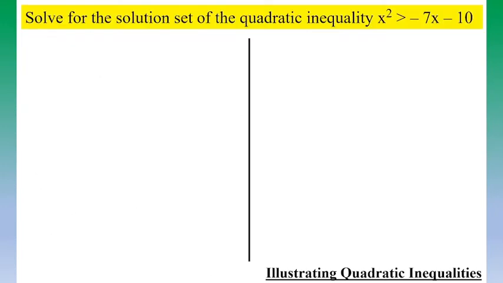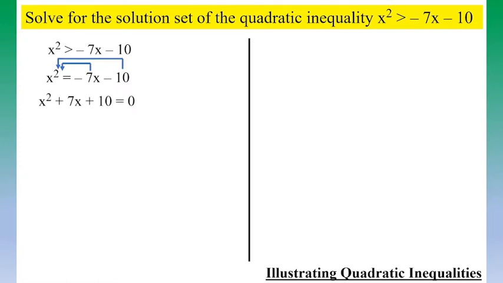Let's say our given is x squared is greater than negative 7x minus 10. How are we going to solve this? Let's start by changing the inequality sign into an equality sign. So we're going to have x squared is equal to negative 7x minus 10. After that, we need to transpose the negative 7x and negative 10 to the left side, so we have to change the sign. It will become x squared plus 7x plus 10 equals 0.